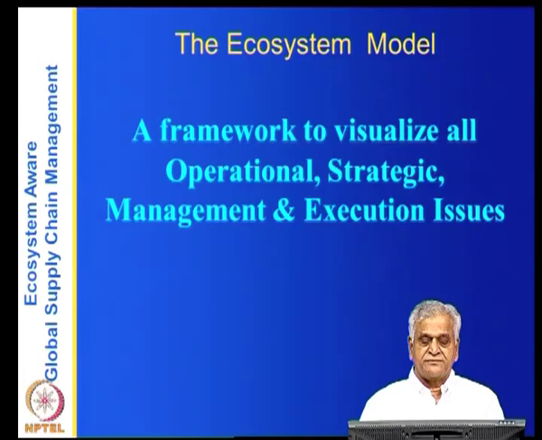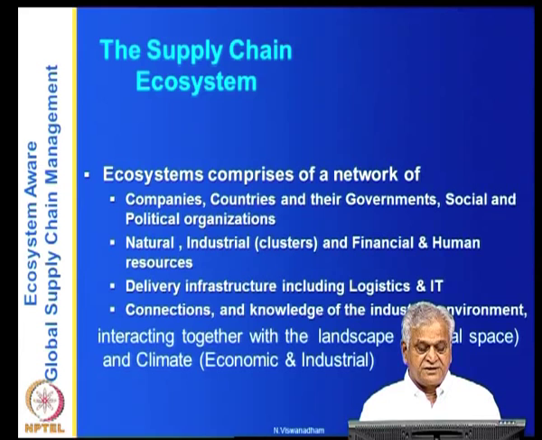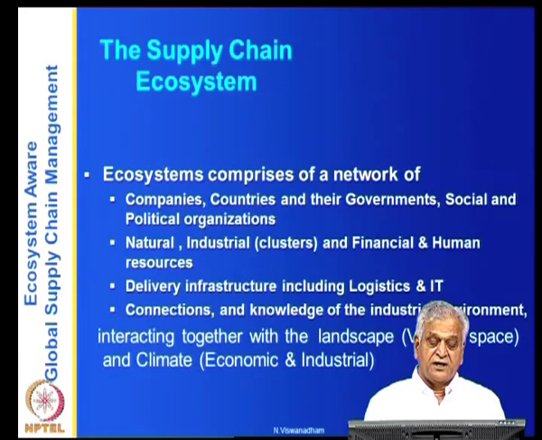So let's see what the ecosystem is. It is a network of companies and countries and their governments, social and political organizations. And then the natural industrial clusters, financial and human resources, the delivery infrastructure, including logistics and IT, and also the connections and the knowledge of the industry environment, interacting together with the landscape and the climate.